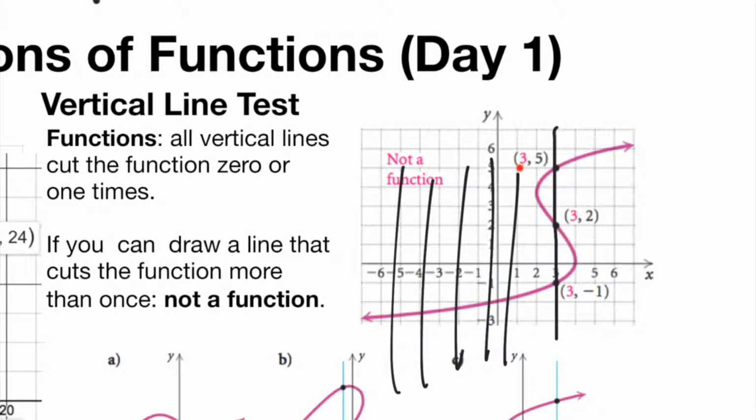If you remember the call and response, when I say input, you say output. 3. Now you could say 5, 2, or -1, and that's not acceptable for functions. Every input has got to have exactly 1 output. When I say 3, you've got to say just 1 number. It's got to be very clear that there's exactly 1 number. But because there are 3 numbers here, this is not a function. And that's the vertical line test. It helps you rule out graphs of things that are not functions.